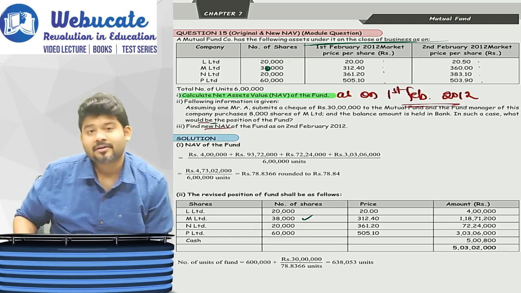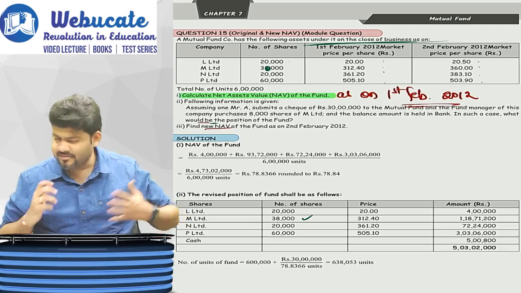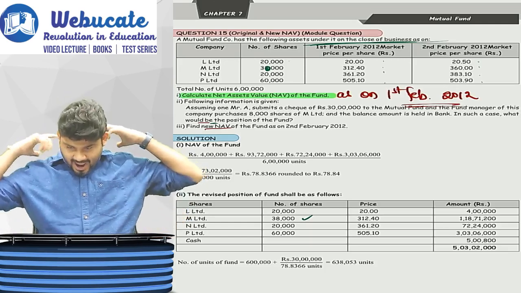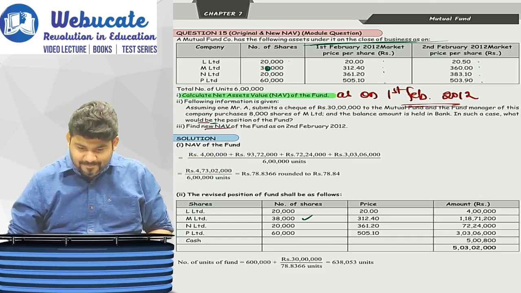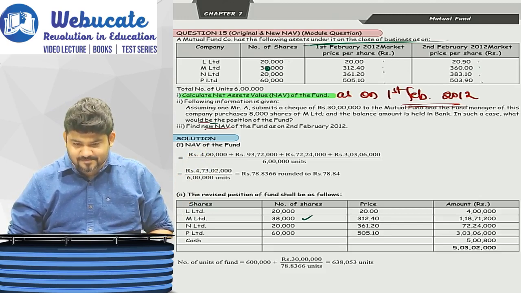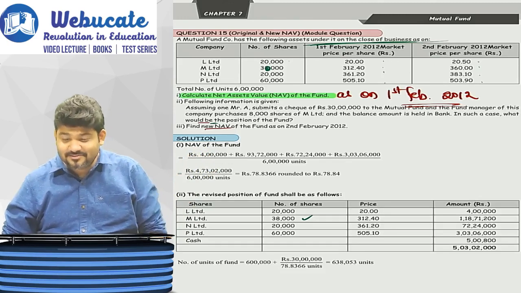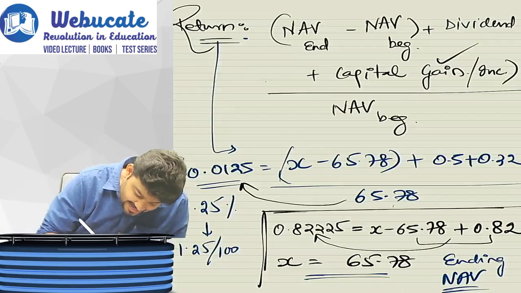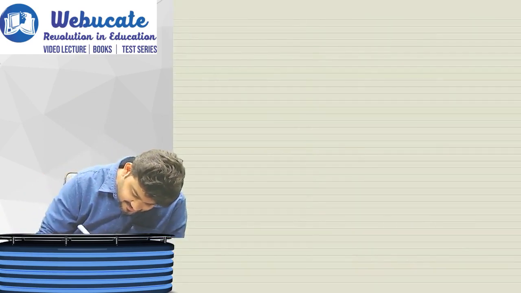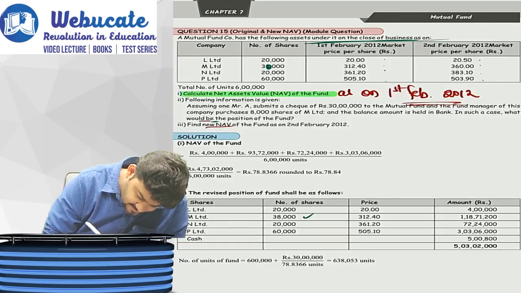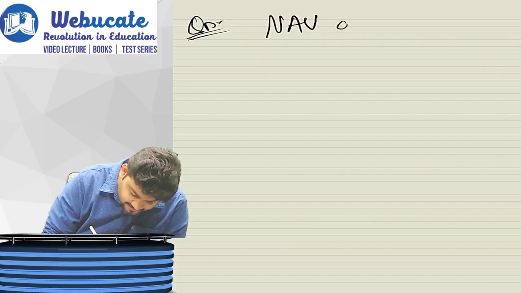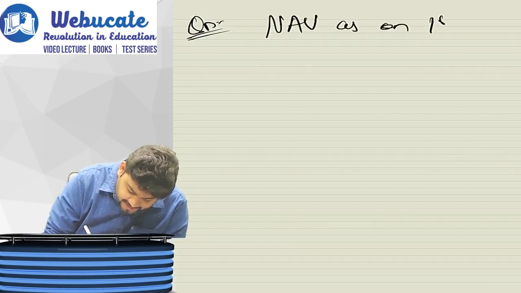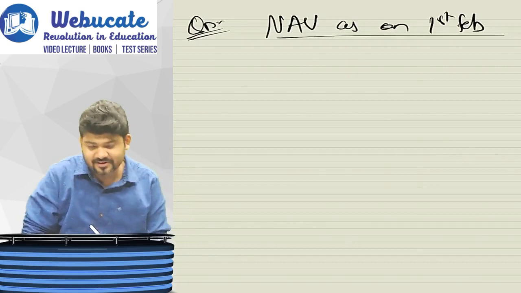Let the game begin. Read the question. I'll give you all 2 minutes to try, and then we can start it together. Easy peasy question. At least the first part is very easy peasy. Calculate the NAV as on 1st Feb. That's pretty easy, because all the information related to 1st Feb is given.